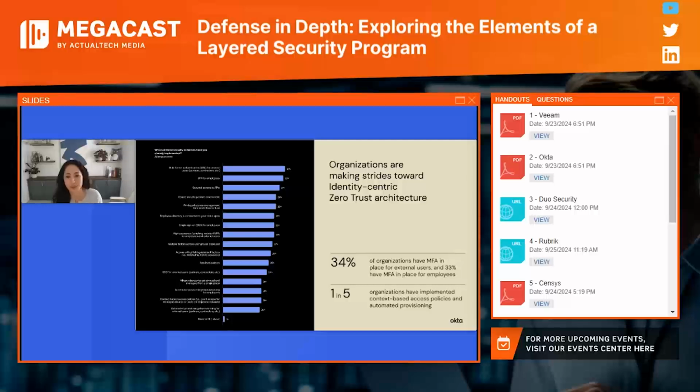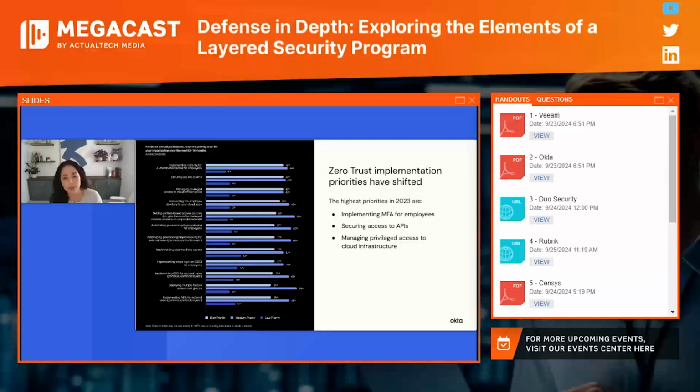And for those adopting more advanced identity security practices, context-based access policies and automated provisioning are less likely to have been implemented, but are already in place at 1 in 5 organizations.